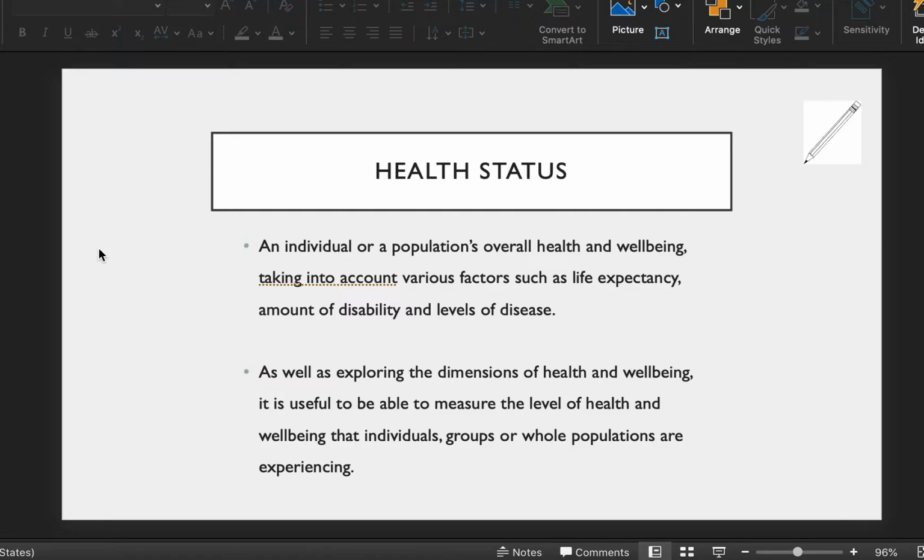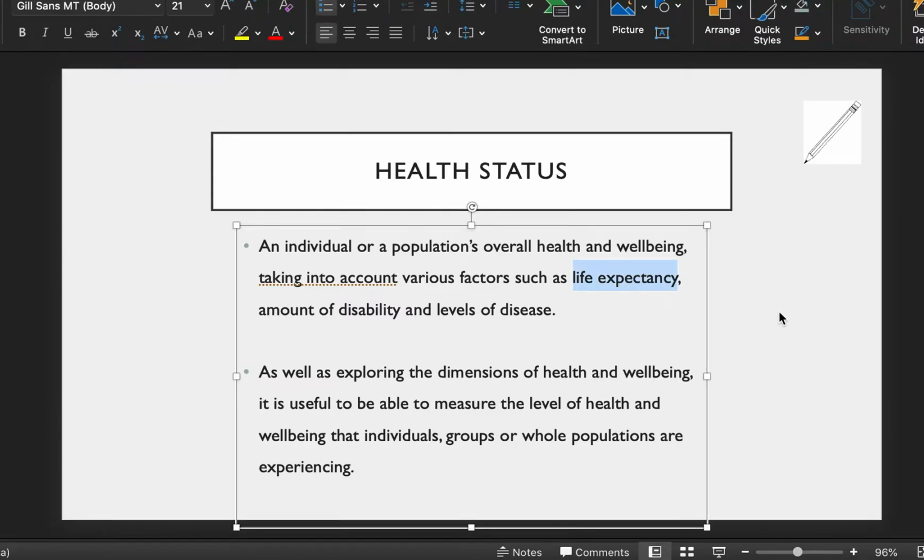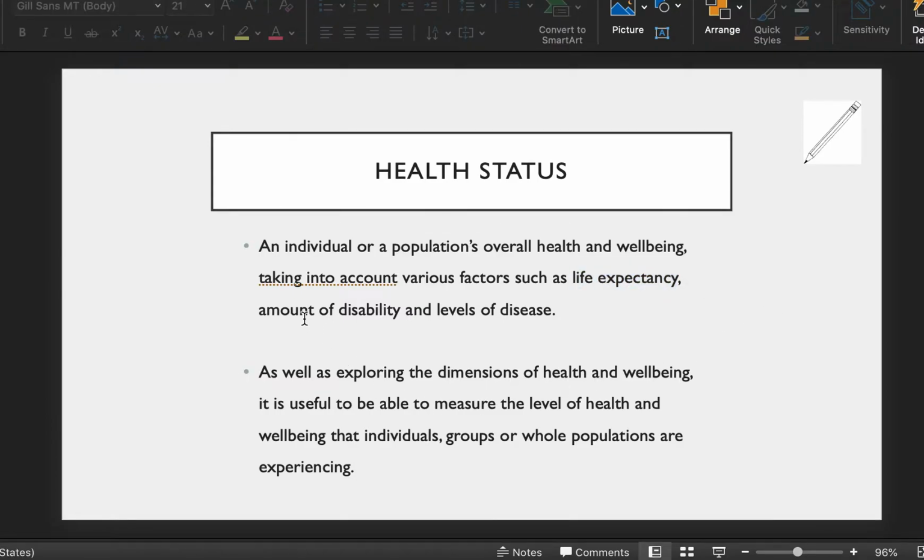Those 5 dimensions of health are physical, social, mental, emotional, and spiritual. And you should be over the top of all of those anyway. So when you take into account all the different factors, such as life expectancy, which we'll talk about momentarily, and the amount of disability and levels of disease within a country or an individual, that will tell us what the status of health is for that country or individual.